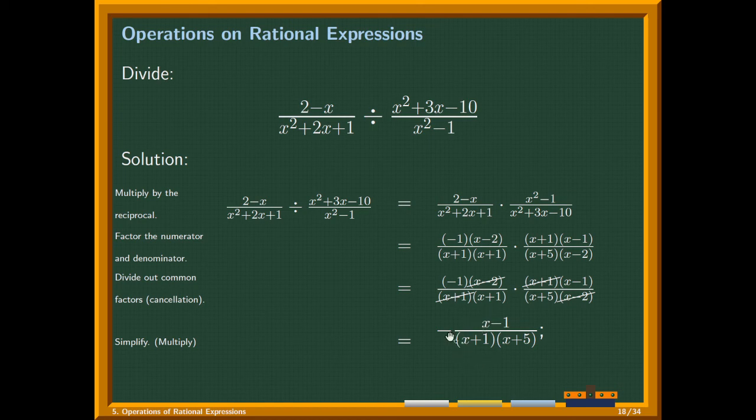And so negative x minus 1 all over x, the quantity of x plus 1 times the quantity of x plus 5. With the restrictions, x should not be equal to positive and negative 1, 2, and negative 5.